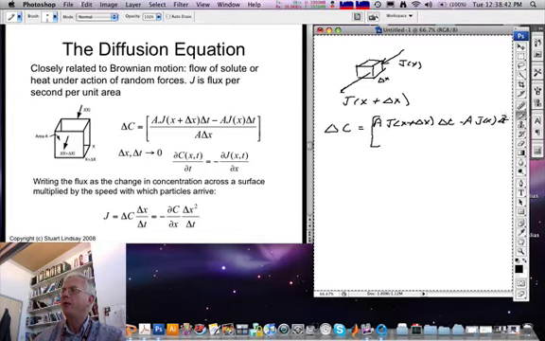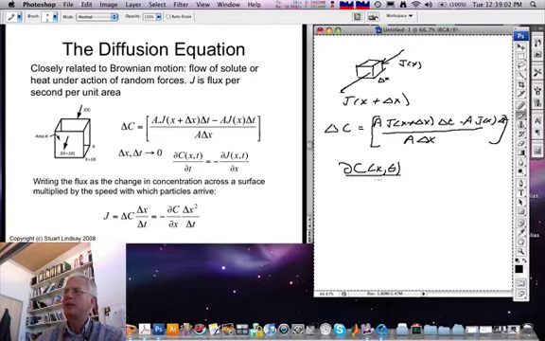And then that's the number of particles that accumulate in the box, so we then divide by the volume of the box. Taking the calculus limit, letting delta x and delta t go to 0, we arrive at the following partial differential equation for the concentration inside the box as a function of distance and time. And it says that change in concentration with time is directly proportional to the change in flux across the box with space.